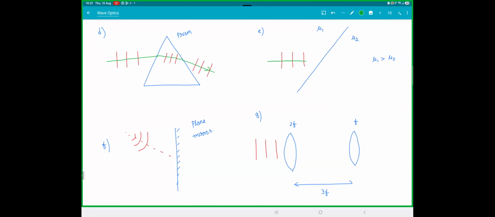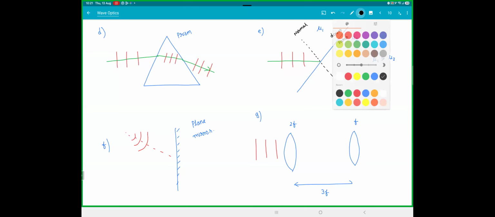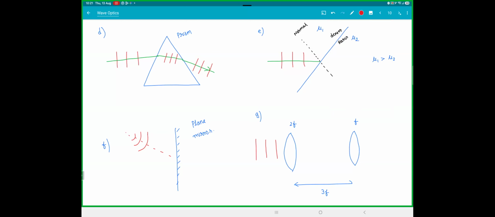Same thing here. When the light ray goes here, this is the normal. The green ones are the light rays. Mu1 is greater than mu2, so you're going from denser to rarer. So when you go from denser to rarer, there's even a chance of TIR. Let's assume it is not happening. You should get away from the normal. So the green guy will go away like this. So yeah, if it is more than critical angle, there'll be even a reflection.